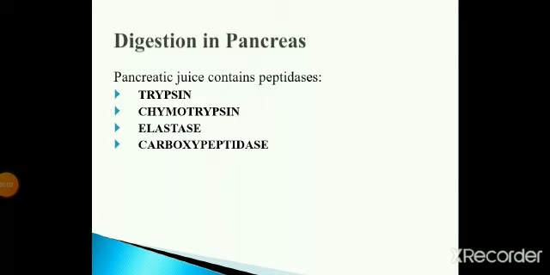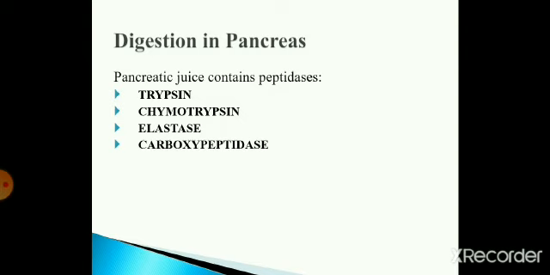Next is the digestion in pancreas. Pancreatic juice contains 4 enzymes: trypsin, chymotrypsin, elastase and carboxypeptidase. All these 4 enzymes are secreted as zymogens. Trypsinogen is activated by enterokinase, which is present on the intestinal microvillus membrane. Once it is activated, it will activate other enzyme molecules also. The function of trypsin is to catalyze hydrolysis of the bonds formed by the carboxyl group of arginine and lysine.